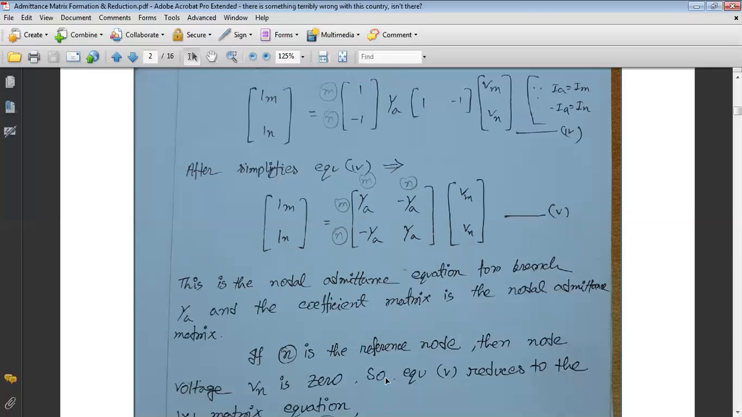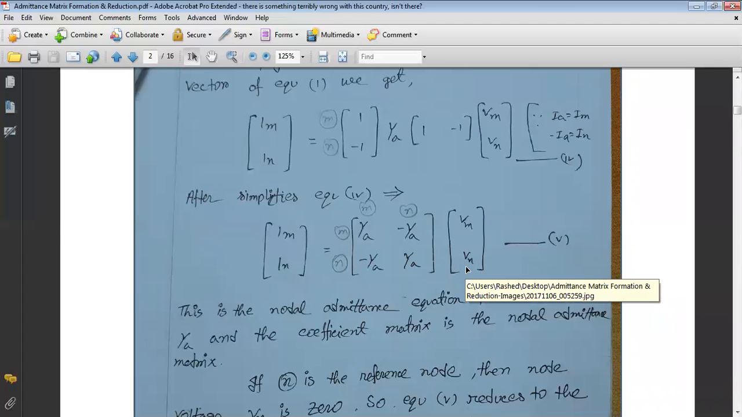Now, if we consider that N is the reference node, the node whose voltage is 0, then Vn should be 0. So if Vn is 0, then the current In should be 0.